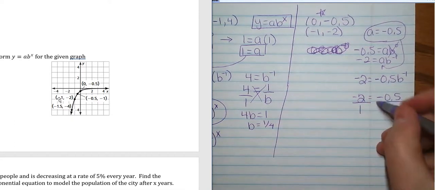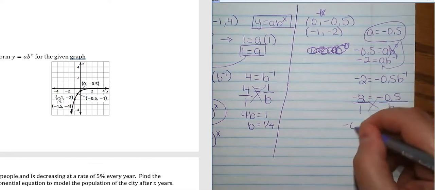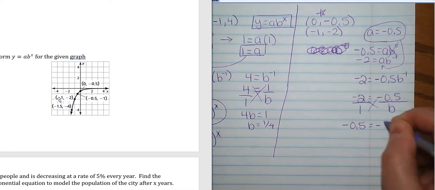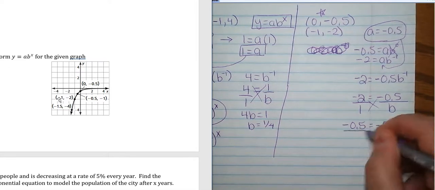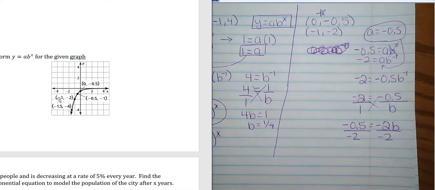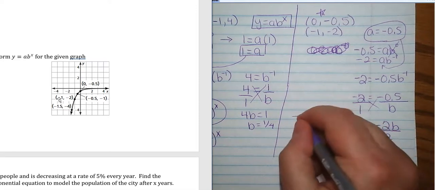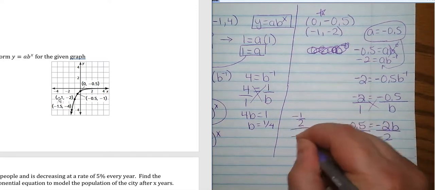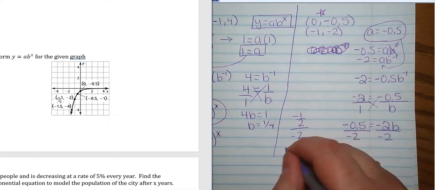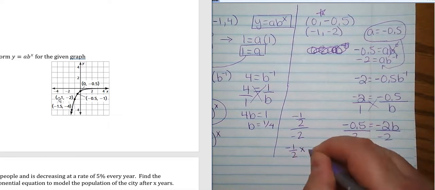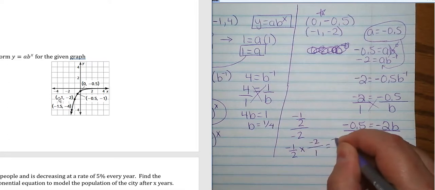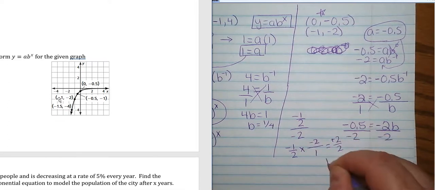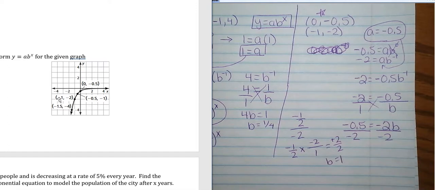And again, I would just turn this into a little proportion. -1/2 equals -2 times b. We're going to divide both sides by -2. Now if you want to think of this as a fraction, I'm doing -1/2 divided by -2. So if I keep that, change, and I'm going to flip that over, we'd have +2 divided by 2. So b there is actually just going to be 1.